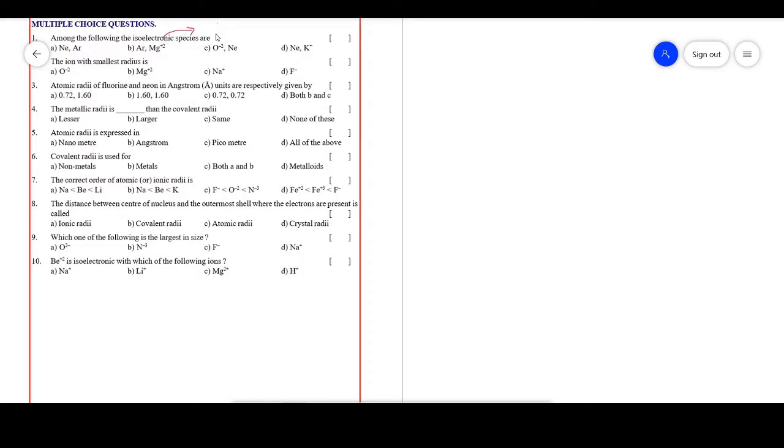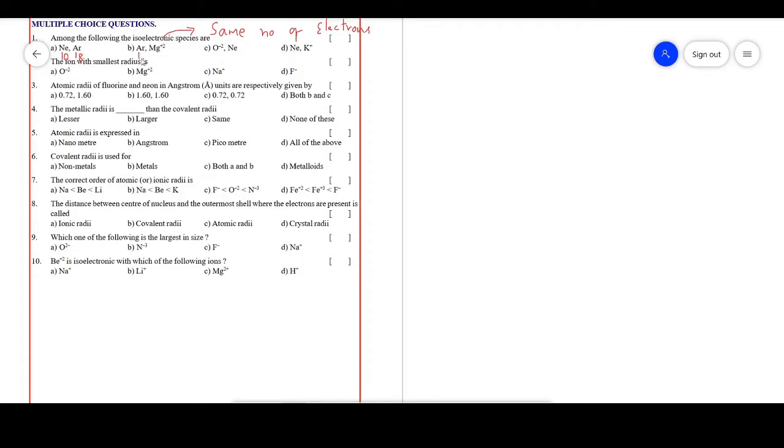They should have the same number of electrons. So let us see. In neon, the number of electrons present is 10, whereas in argon, the number of electrons present is 18. So this is not the answer.